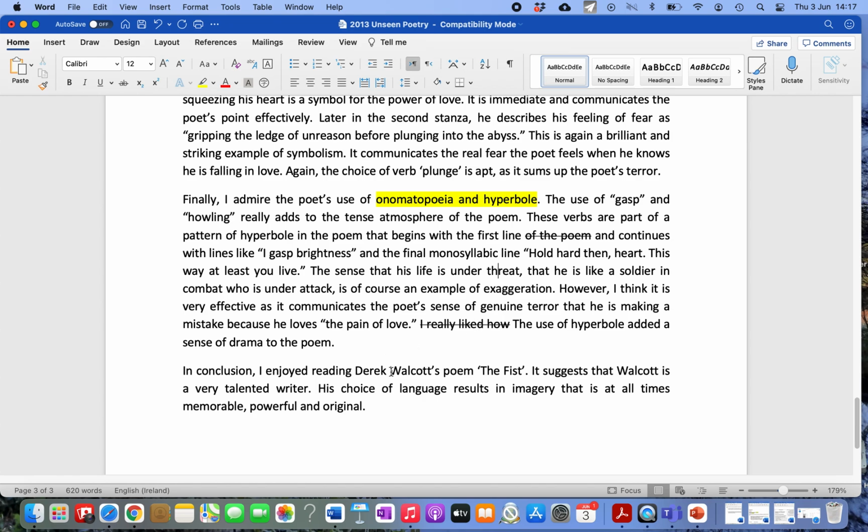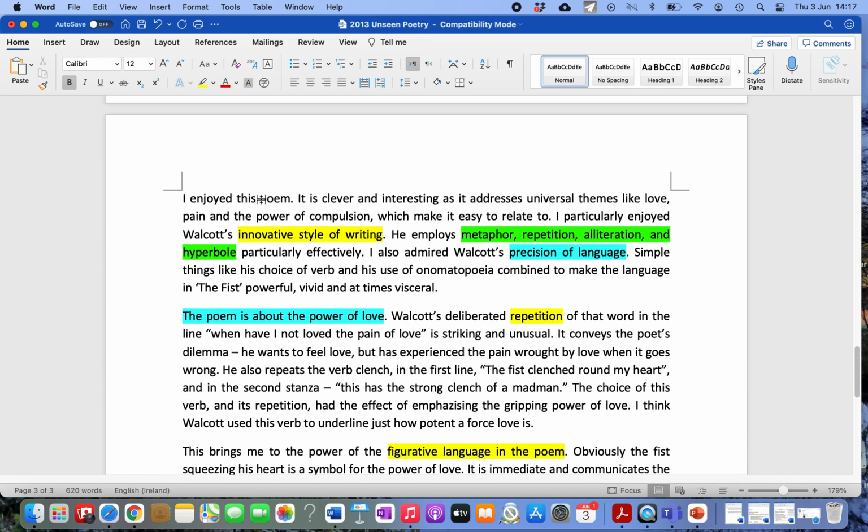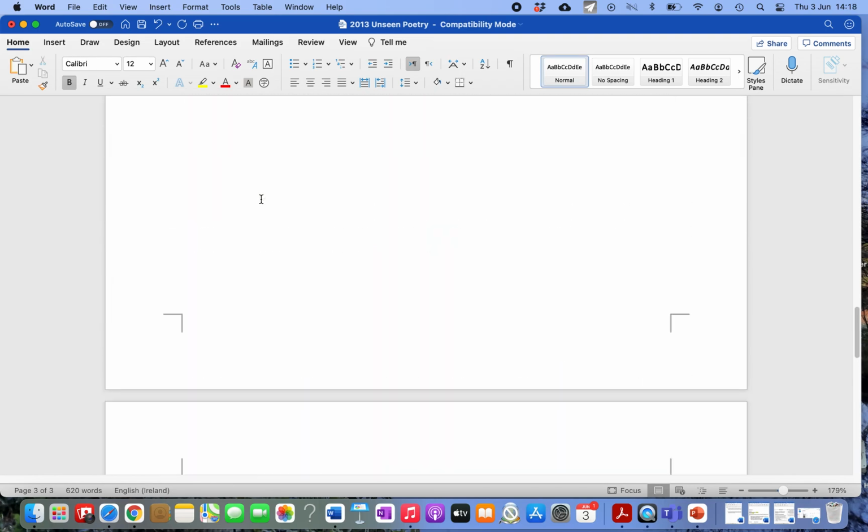Then a little conclusion. You got your opening, which shows loads of knowledge, and three analytical paragraphs, perfect length, 620 words this answer. It's about 600 because that includes the little notes I put in. "In conclusion, I enjoyed reading Derek Walcott's poem, The Fist. It suggests that Walcott is a very talented writer," and finished by referring to the key words in the question. "His choice of language results in imagery that is at all times memorable, powerful, and original." That's a 20 out of 20 mark answer. So there you go. That's a little revision of unseen poetry.